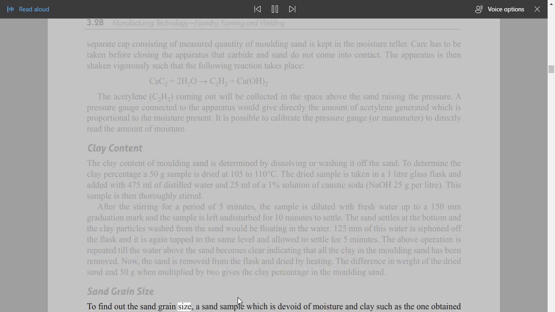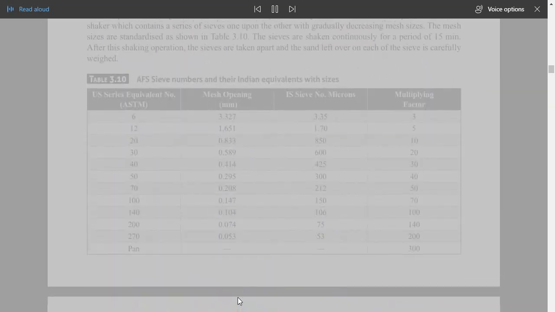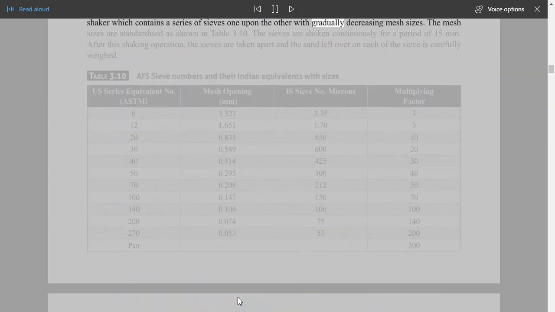To find out the sand grain size, a sand sample, which is devoid of moisture and clay, such as the one obtained after the previous testing, is to be used. The dried clay-free sand grains are placed on the top sieve of a sieve shaker, which contains a series of sieves one upon the other with gradually decreasing mesh sizes. The mesh sizes are standardized as shown in Table 3.10.